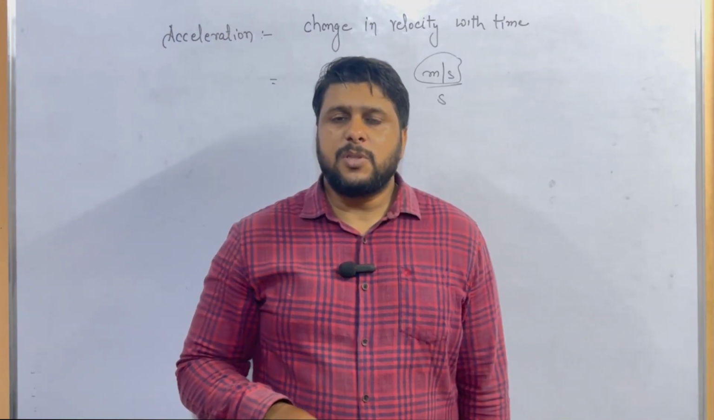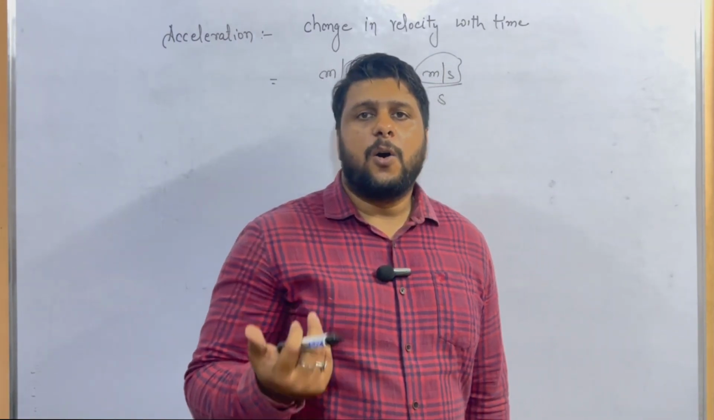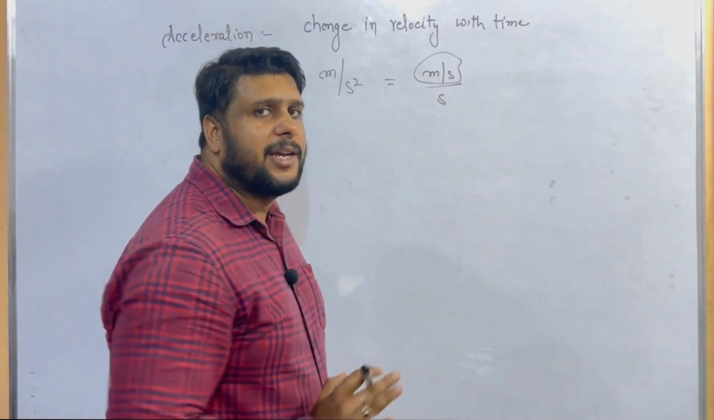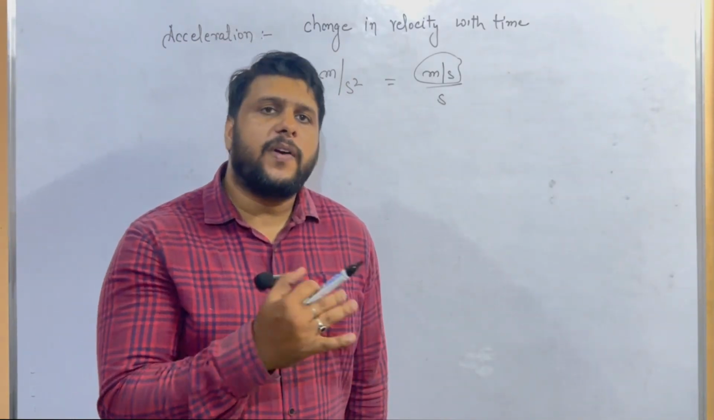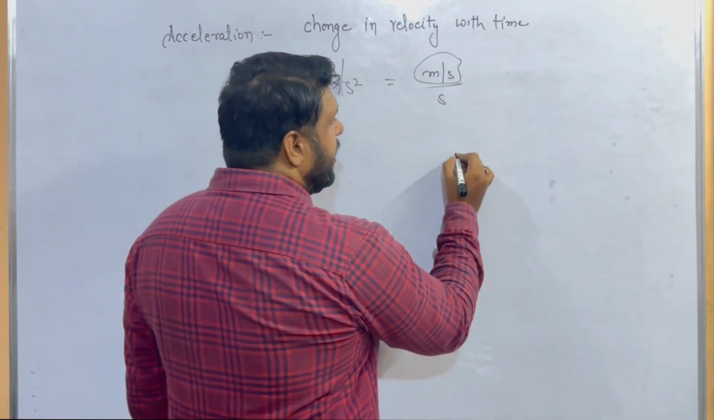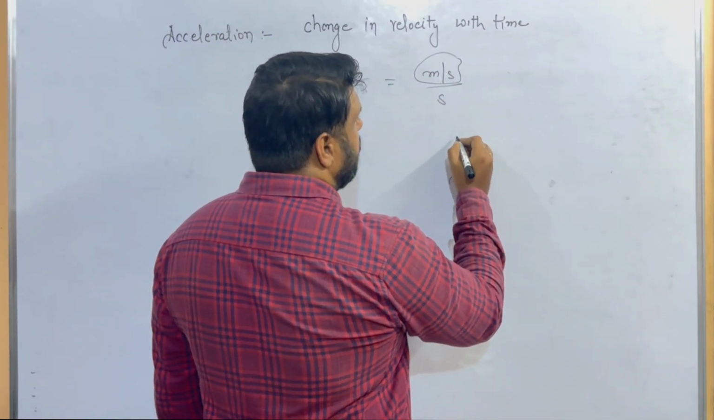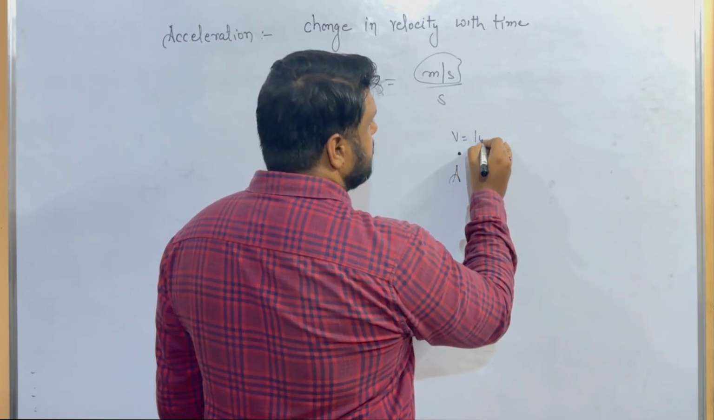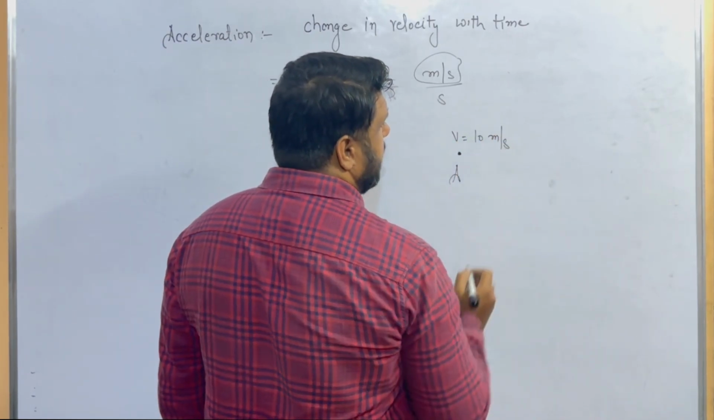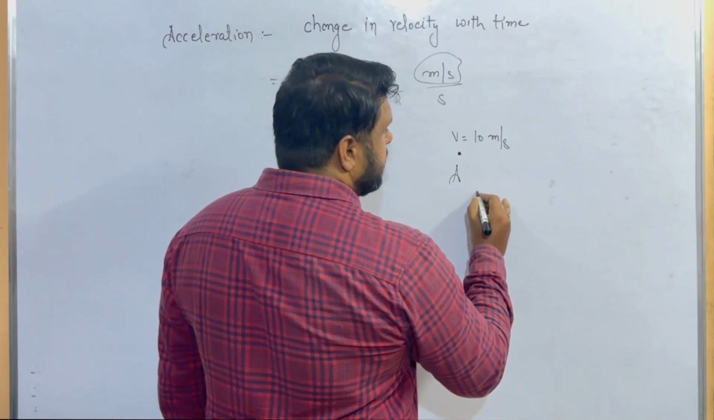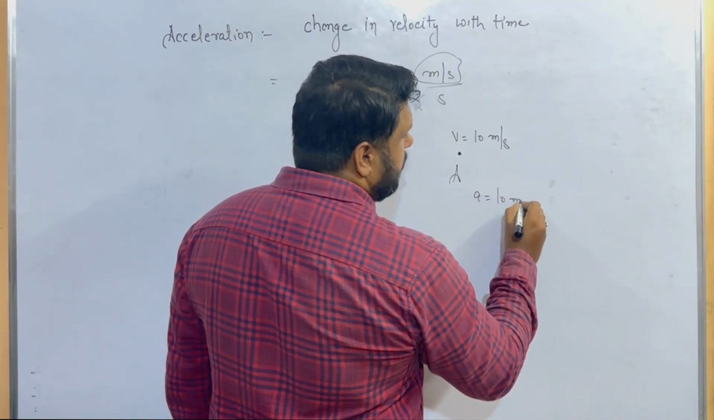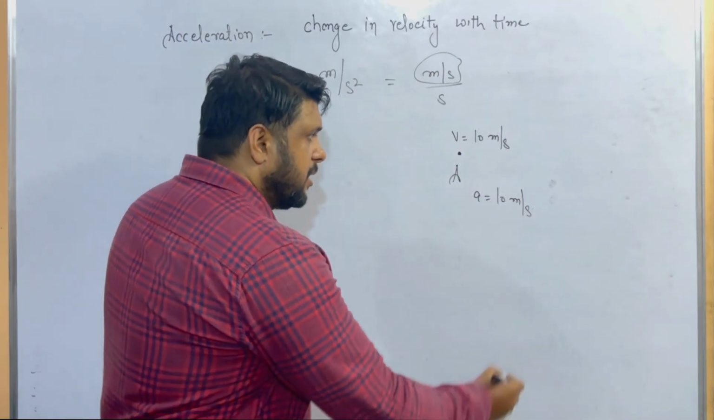All the time we can see how things are happening just by seeing the diagrams. We do not have to solve everything. Let's say a body is moving at a velocity of 10 meter per second. Now here acceleration is also 10 meter per second square.